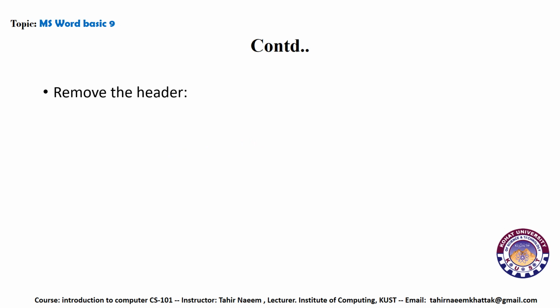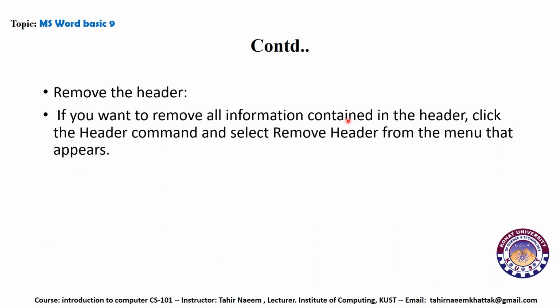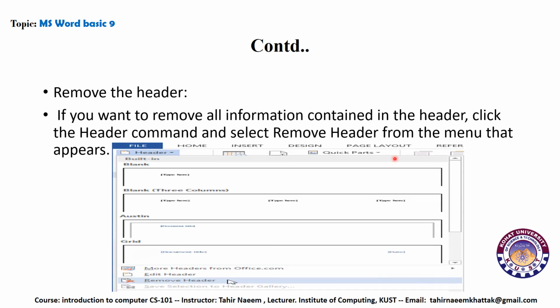Remove the header. If we want to remove all information contained in the header, then we click on the header command and select remove header from the menu that appears. As you can see, here we click on it and we can remove the header, and there is another option, edit header. We can also double click on it, or click on it and our cursor will appear here. We can remove the header by going to the header option and then remove header.